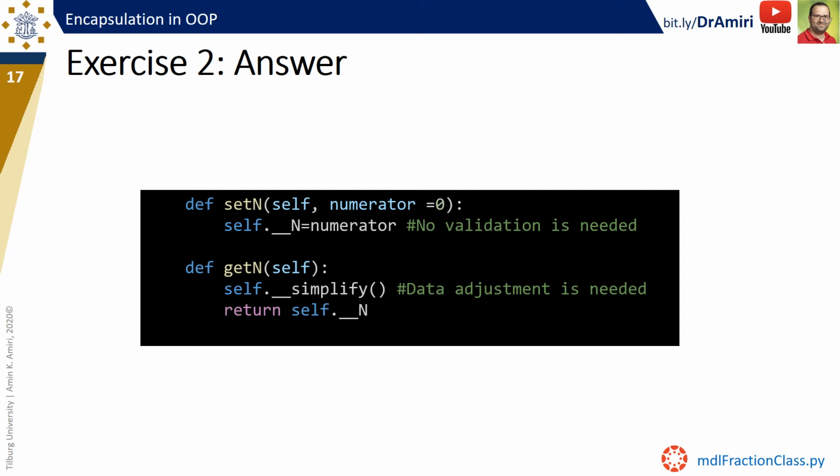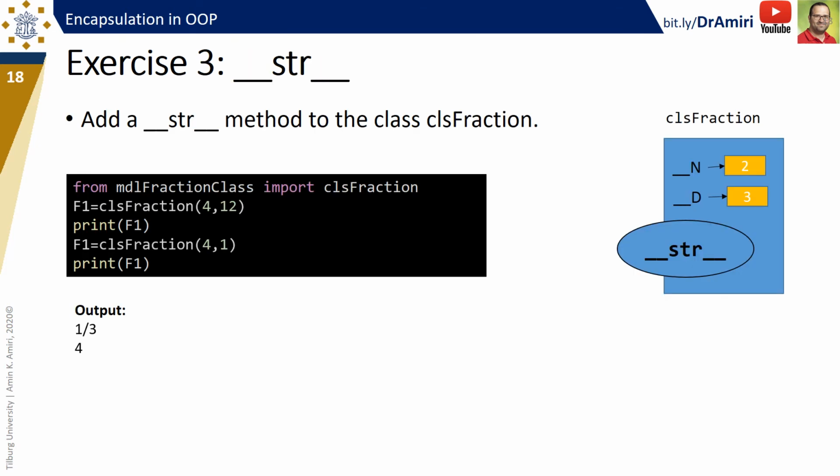We also need to add a getter method for private n. I'm going to call it get n. It only requires one argument, self, and we don't need anything else. Here in this case, I need data adjustment. That means I need to simplify the fraction before returning n to the front-end programmer. So that's what I'm going to do. I use self.private simplify, and then I return self.private n.